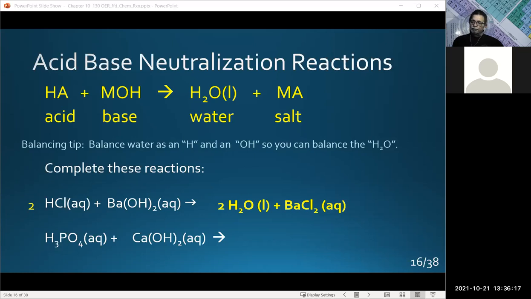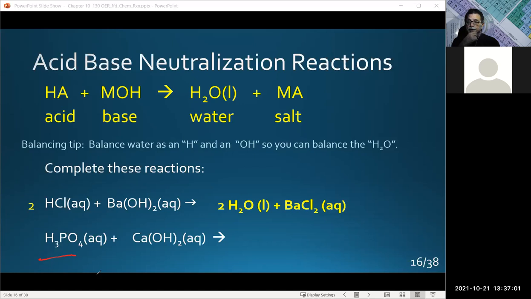A little more challenging, but let's break it down. I think we can figure it out. All right, we have H3PO4. If you recall, that was phosphoric acid. Okay. Now, how many protons will phosphoric acid generate when it goes into solution? What do you think? This guy right here. When H3PO4, which is an acid, goes into solution, how many protons does it have?